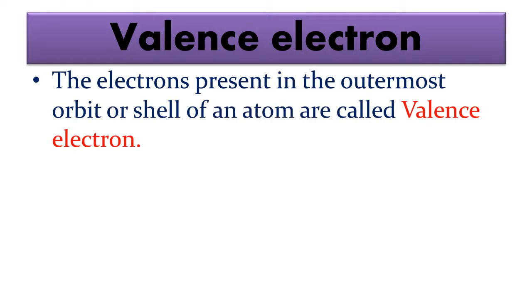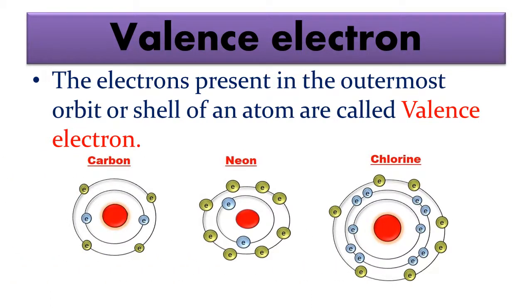The electrons present in the outermost orbit or shell of an atom are called valence electrons. So the electrons which are present in the last shell of an atom are called valence electrons, whether it is 1, 2, 3, any number. Here three examples are given: first is the carbon atom, second is neon, and third is the chlorine atom.